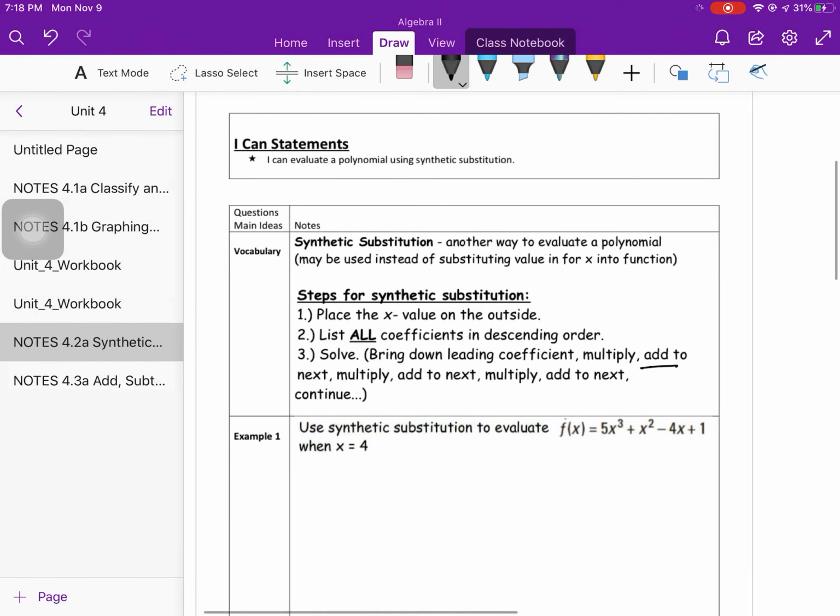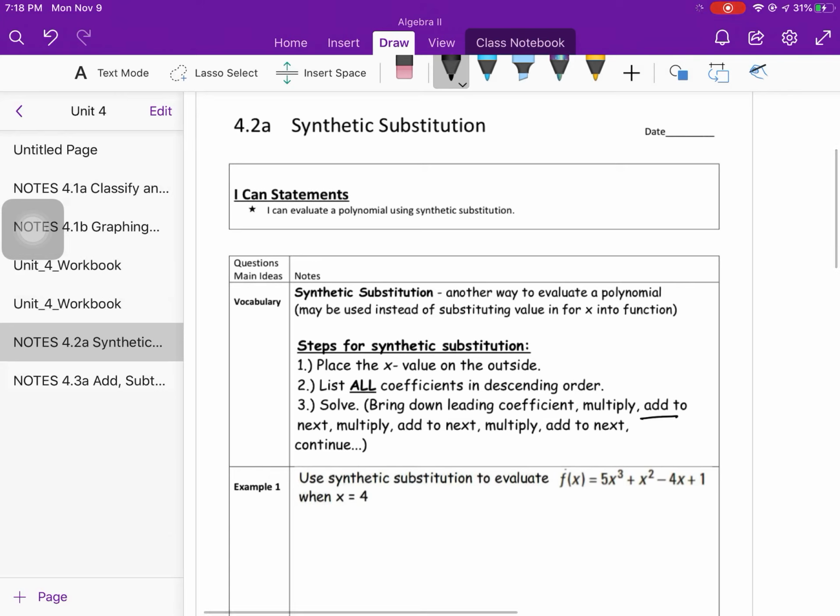Hey guys, welcome to Unit 4, Lesson 2A, which is called Synthetic Substitution. So this is a new method for evaluating polynomials. Rather than plugging in a specific number in for x every time and then typing that into your calculator, I'm going to show you a different way that we can do it.